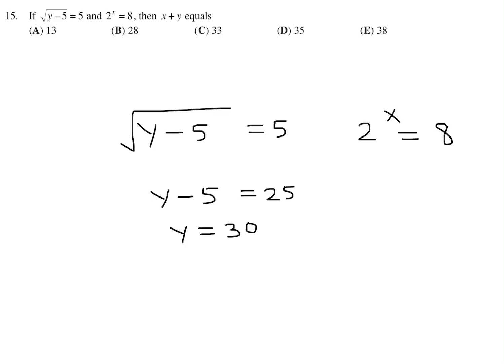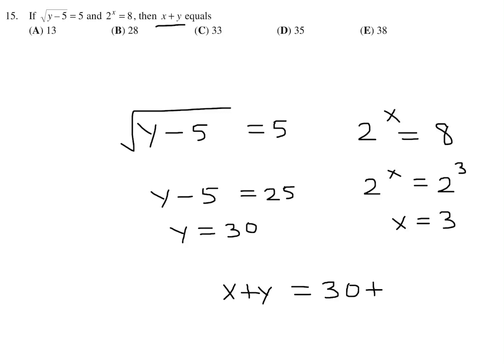And then on this side, 2 to the power of x is 8. But 8 is 2 to the power of 3. And therefore, looking at this, we see that x is equal to 3. So x plus y is 30 plus 3, which is 33. So the answer to number 15 is C.